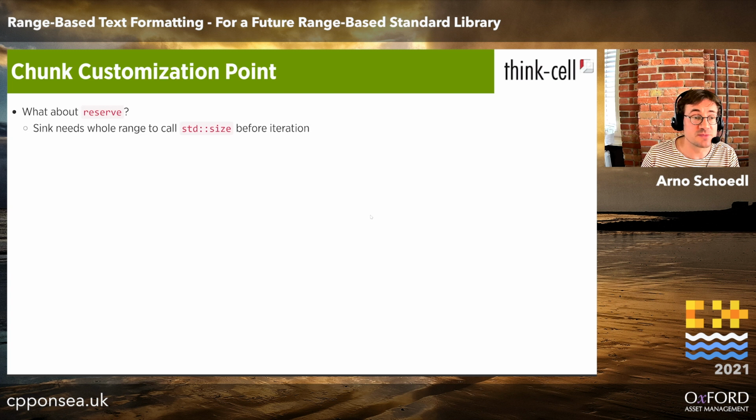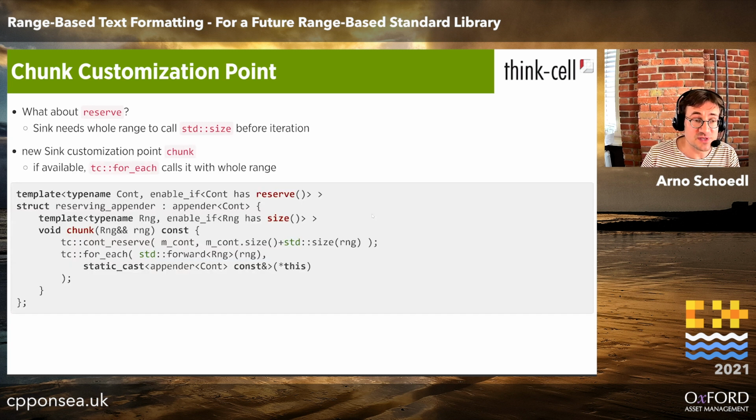One reason we want to make it more efficient is the reserve that we had. For doing a proper reserve, the sink really needs the whole range to call std size. We want to call std size on the whole range prior to starting the iteration. You can do this by having another customization point in the sink. The sink, which is the thing that the elements are being passed to and appended to whatever container you have, may contain another member function called chunk. And if that function chunk is available and willing to take the range, the whole range is passed to it.